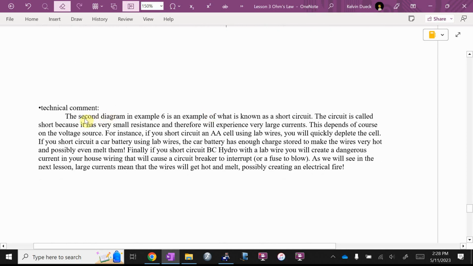I wrote here, technical comment: the second diagram is an example of what we call a short circuit. It's called short because there's very small resistance between the ends of the terminals of the battery. And so it will experience very large currents. If you short circuit one of these, you'll just wreck the battery pretty quickly. You short circuit a car battery, that has enough charge stored in it, you can melt the wires. They'll certainly get red hot.